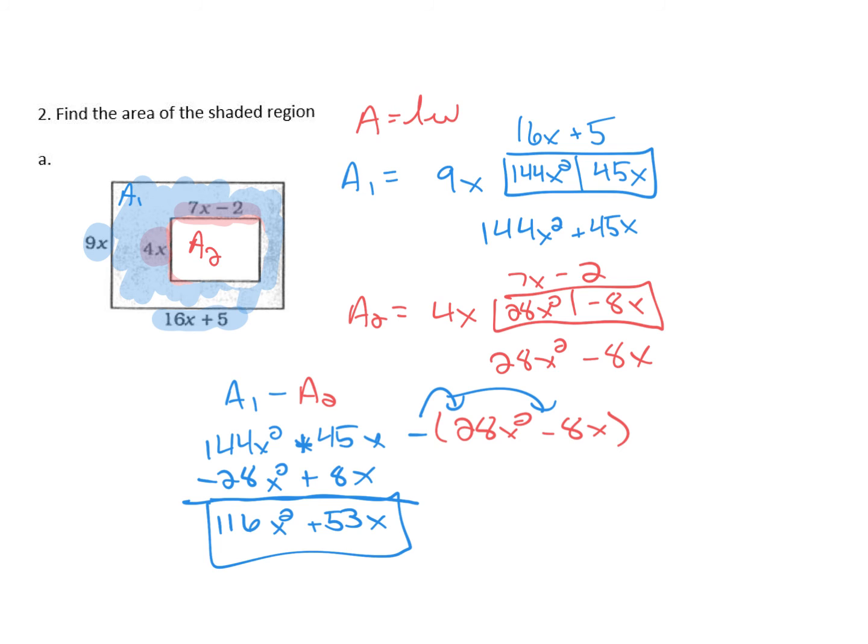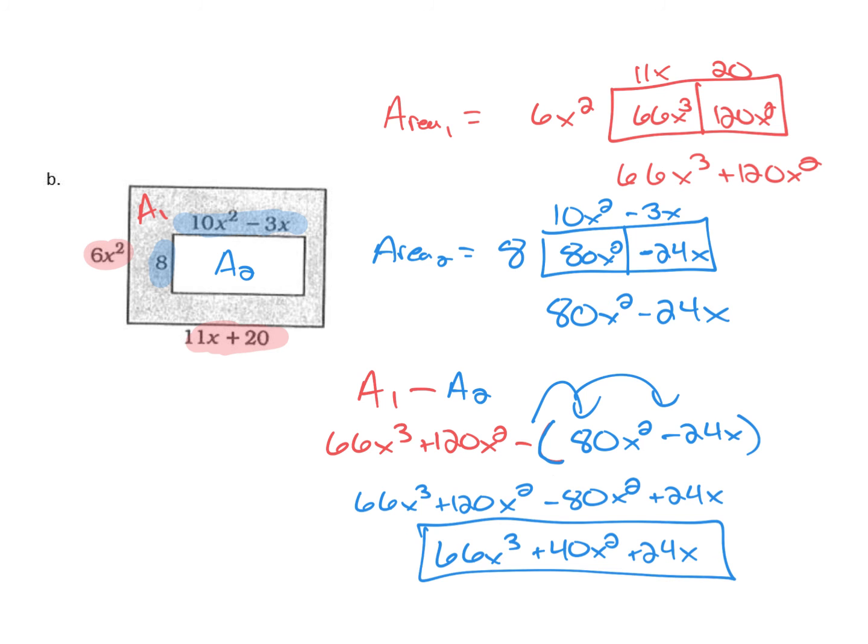Okay, pause here and try example B following these same steps. Take a few minutes to work through that again, just trying to multiply that bigger rectangle minus that smaller rectangle. And we should hopefully come up with 66x cubed plus 40x squared plus 24x.